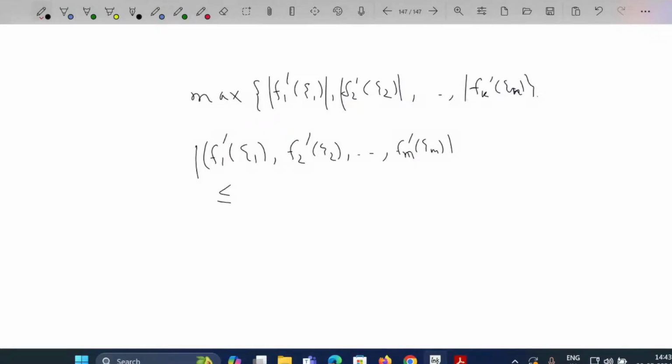So this will be less than or equal to the modulus of f1 dash of zeta plus f2 dash of zeta and so on. Ultimately this will be the maximum, then you take the sum of it, right? If it is the maximum, obviously it will be less than or equal to the sum. Whatever is the maximum of this, how will it be maximum?